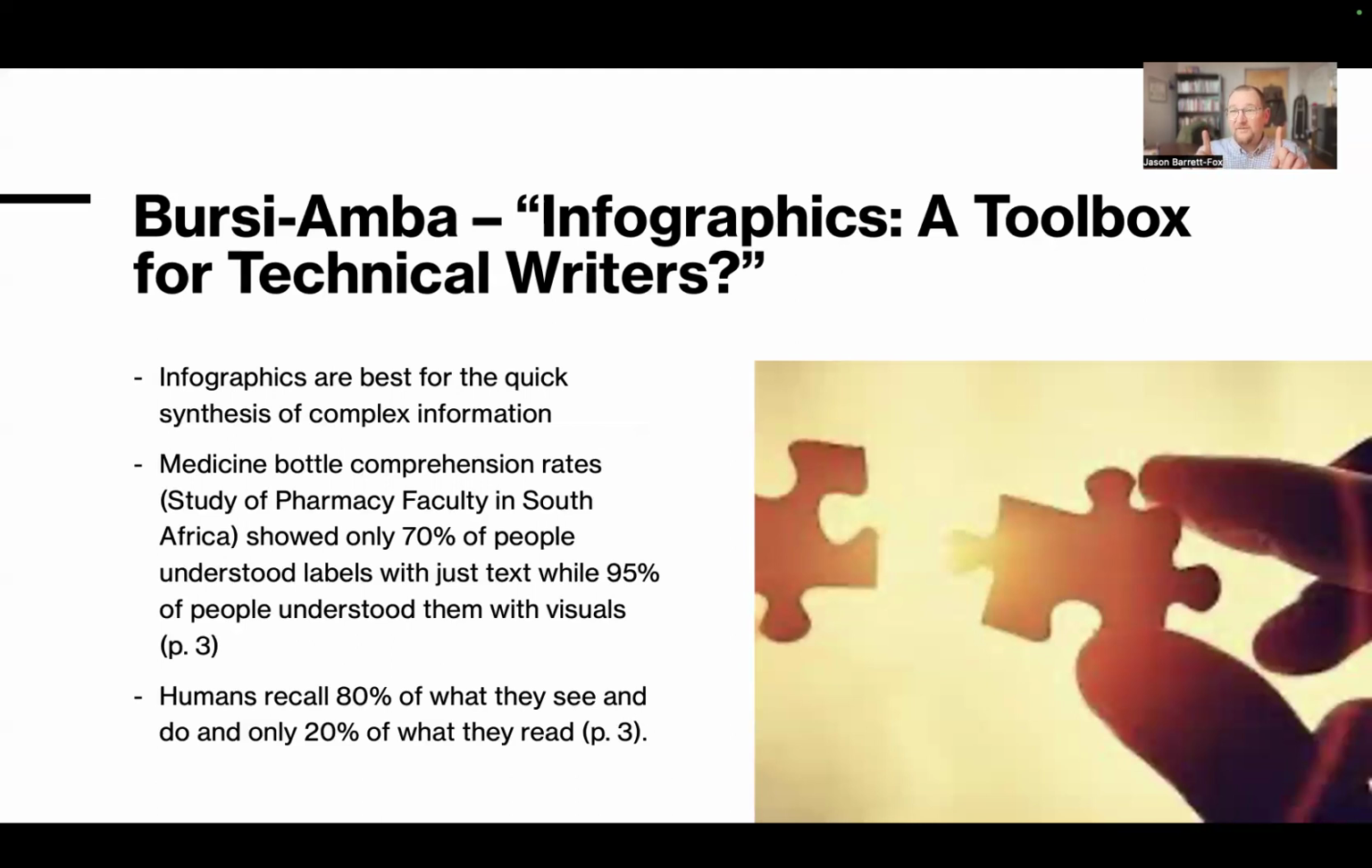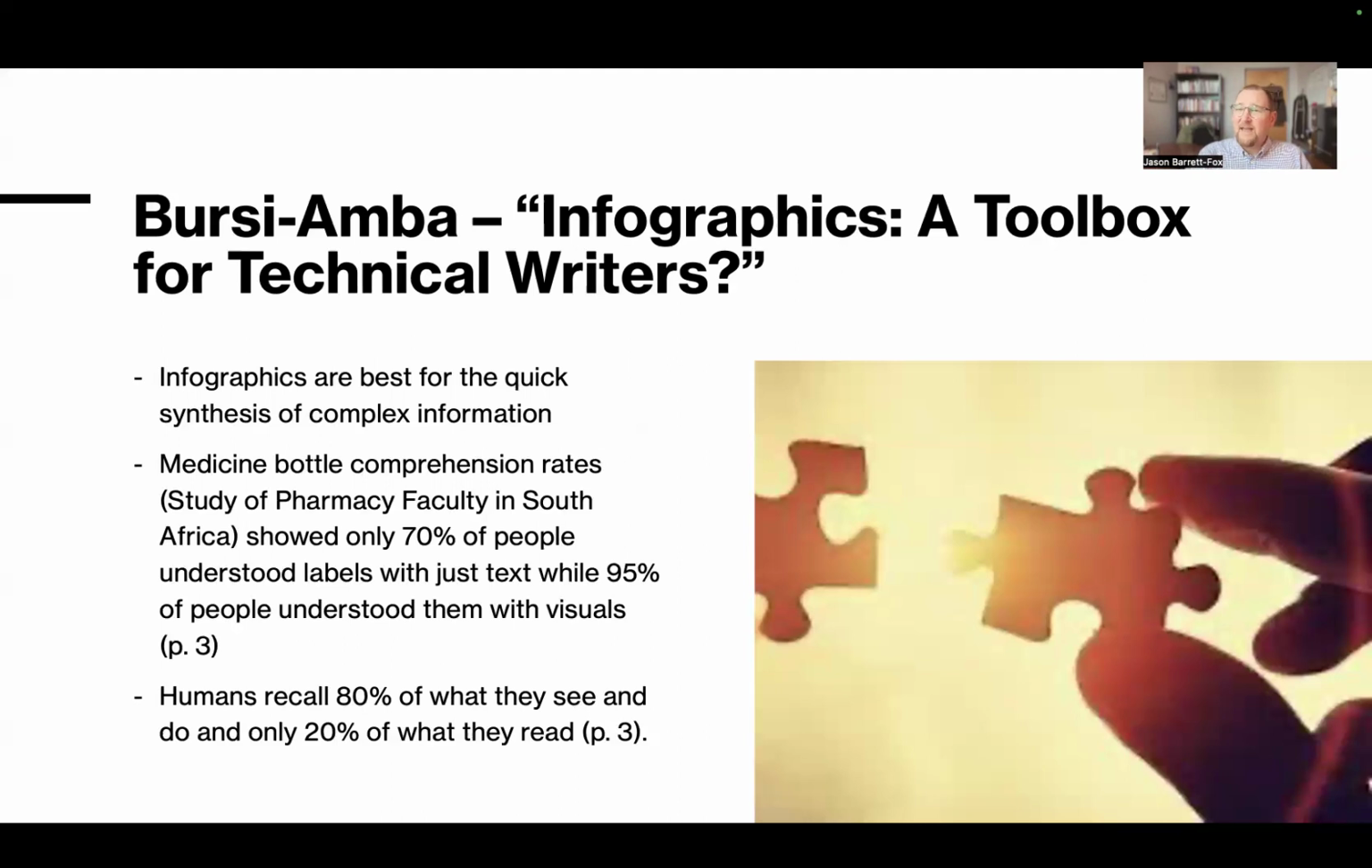The other element of comprehension, or another adjunct of comprehension, is of course your ability to take away what you've comprehended, your ability to remember those things, recall, right? And so Bursi-Amba says as well, humans recall about 80% of what we see and do, and only about 20% of what we read, which is of course a really sad thing in some ways for a writing professor to have to acknowledge, but it's absolutely true. So we recall 80% of what we see and do, 20% of what we read.